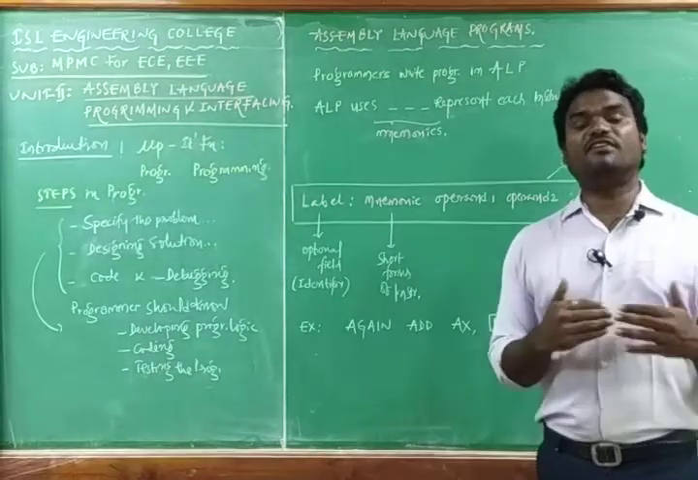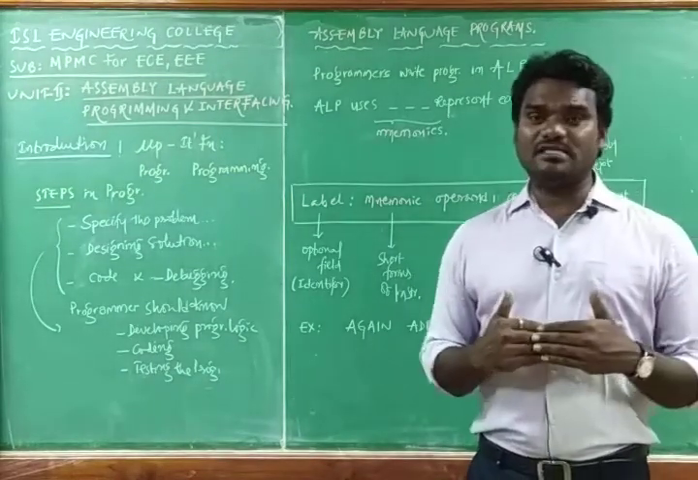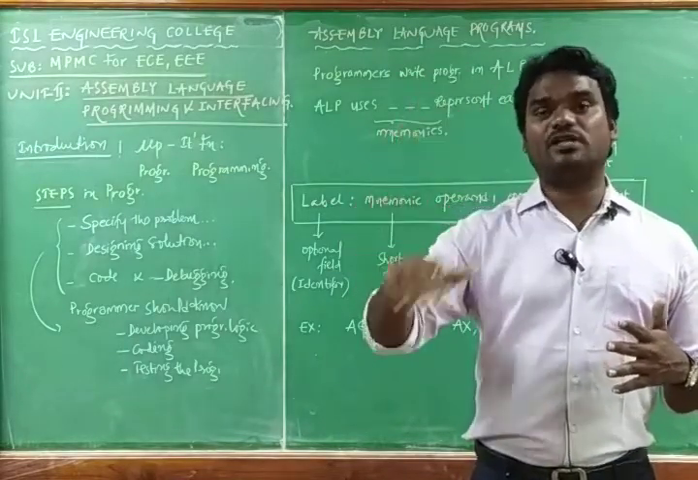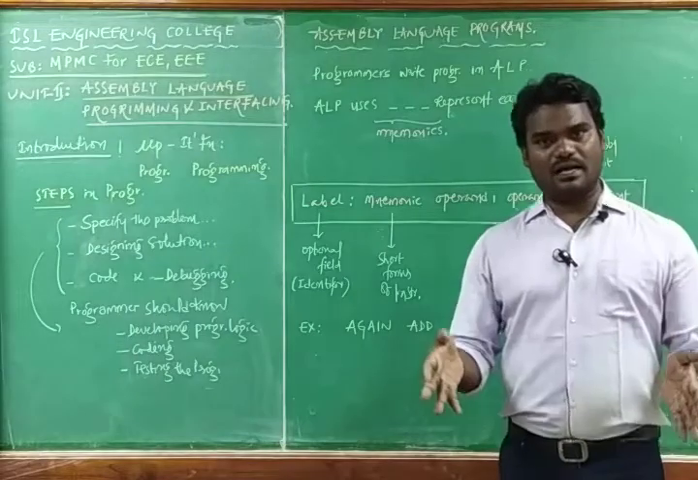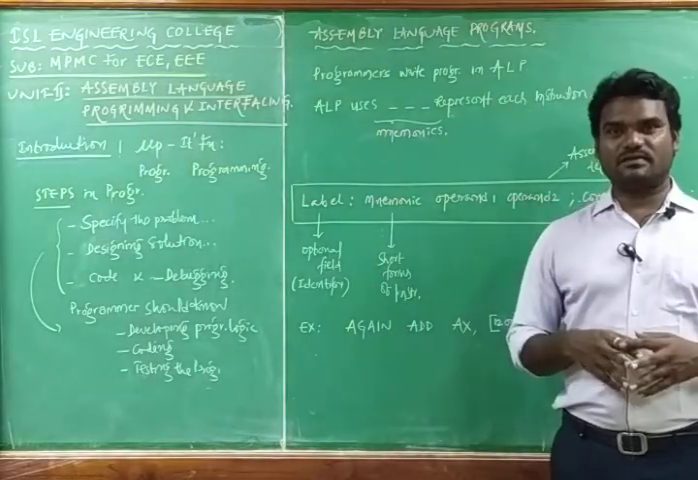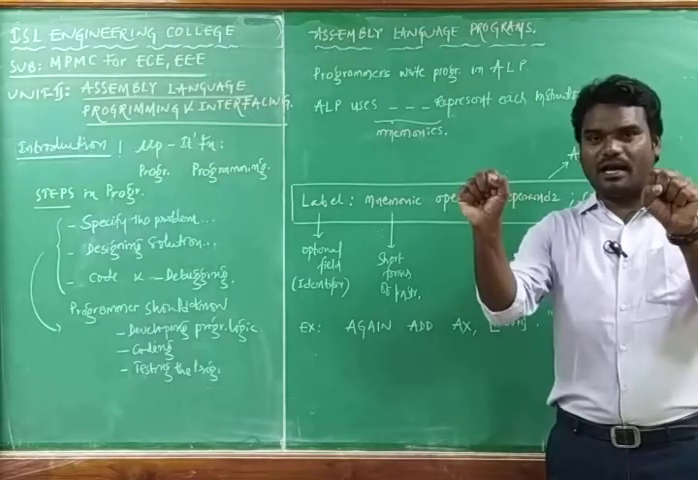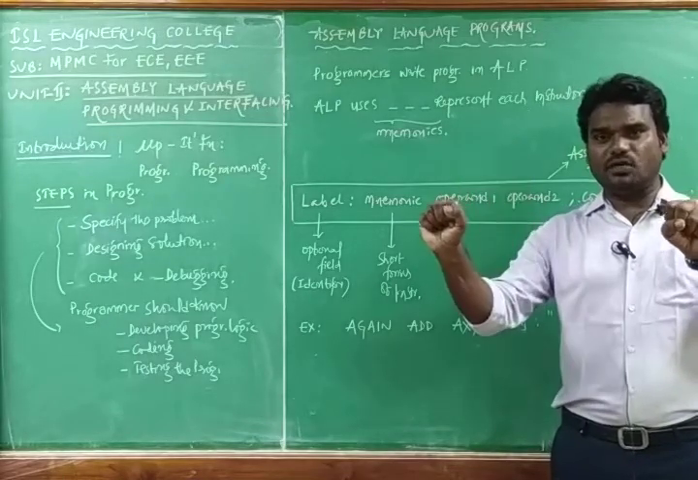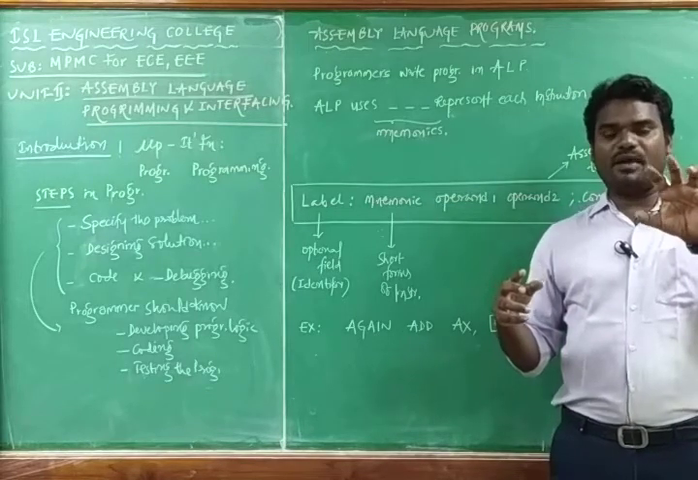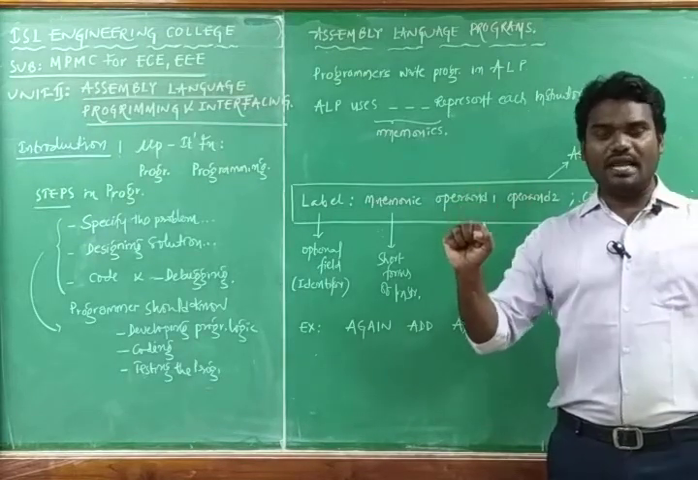Operands, we have given the definition of operand. Operand is nothing but the data on which instructions are going to operate. For example, I have two data, 22H and 12H, and the instruction is add.